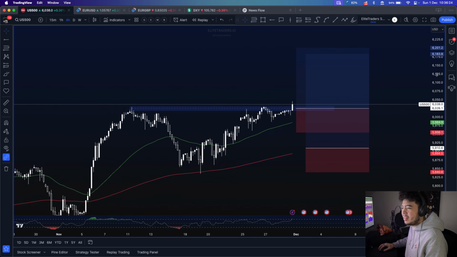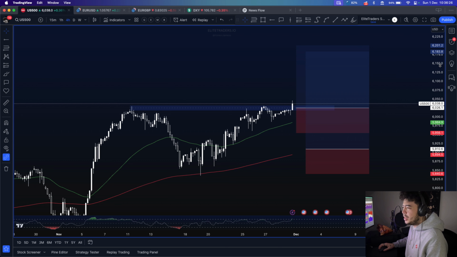Although, to be honest, I wouldn't specifically try and trade it, but the end of the year for the indices, especially the S&P, typically is very good. So we can try and trade the seasonality aspect of this as well.